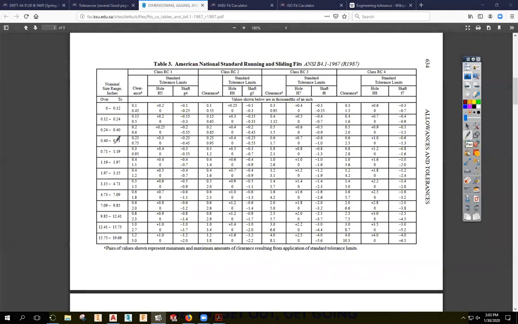So it's a 1/2 inch RC2. That's going to be that set of numbers. Okay. So while I'm talking about the hole, then I care about these ones, right? So for the hole, my tolerance is going to be that and that. So what does this note right here say? Values are shown in thousandths of an inch, right?